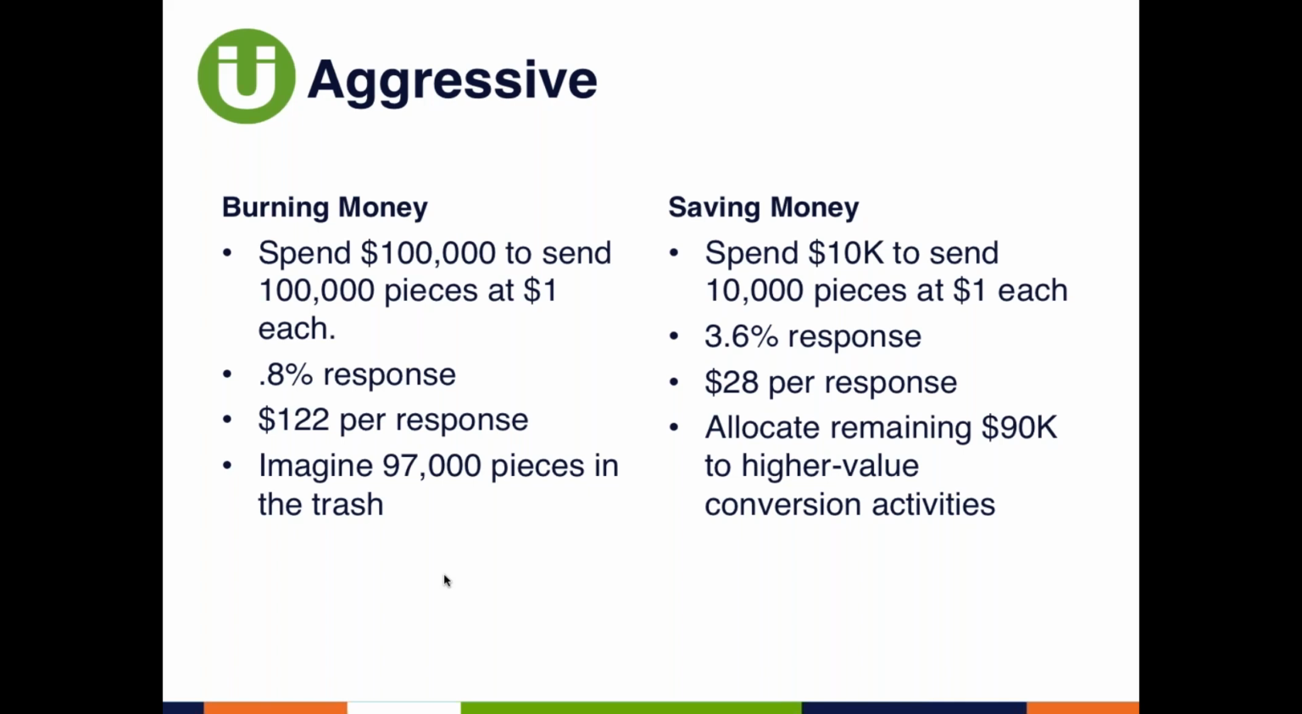Same example there on the left, spending $100,000 on direct mail. On the right, maybe you really are aggressive on using your predictive model and send it to just the top 10,000 students. From there, on average, maybe you're going to get about a 3.6% response, or $28. You only spent $28 per response. And then, the best part is you still have $90,000 left.